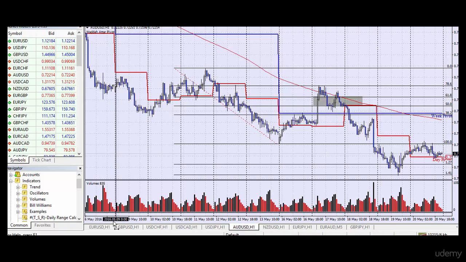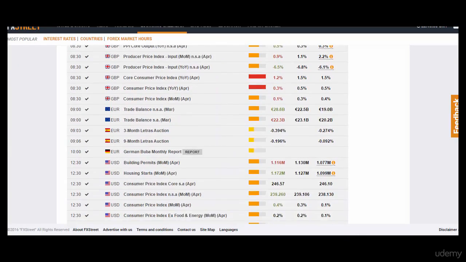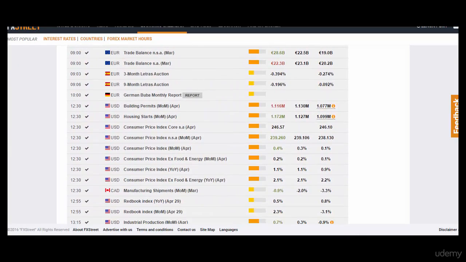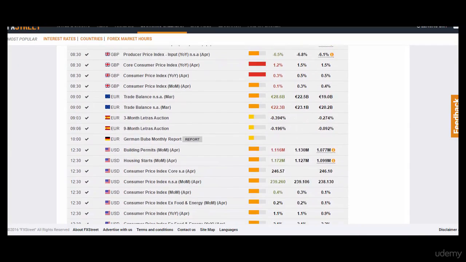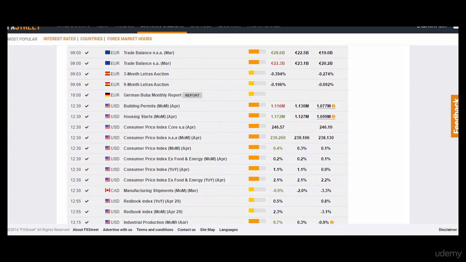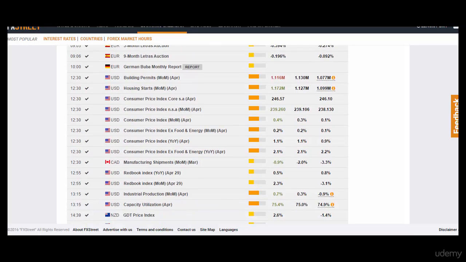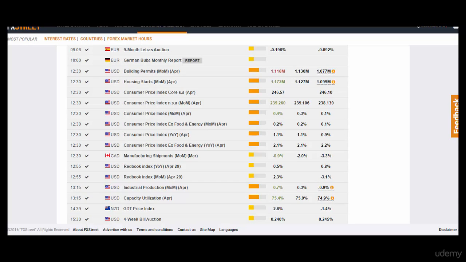So you would go to the economic calendar, for example, FX Street. We're looking for US data or Australian data or New Zealand data, because remember, New Zealand data affects the Australian dollar. Also, Chinese data affects the Australian dollar. So any of those data that comes out worse than expected, that's what we're looking to trade.